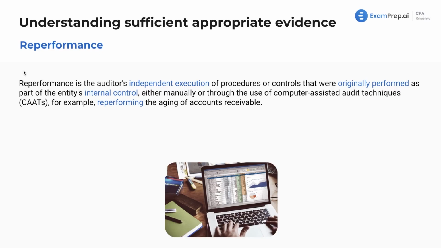Reperformance. This is the auditor independently executing and performing a procedure that the client normally does, originally performed as a part of the entity's internal control. So you could have a process where in order for the company to take out new lines of credit, new debt, it needs to get approved by a certain manager. You can go and see, was that control properly executed, right? In the most recent time the company tried to take out debt, did it actually have to get approved by that manager, or did they actually just go around that manager?